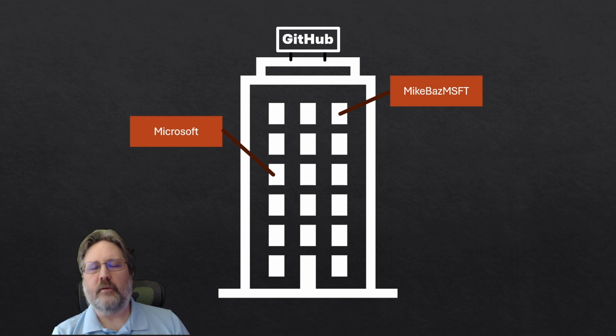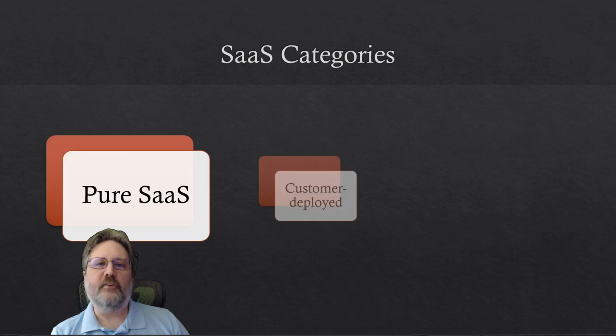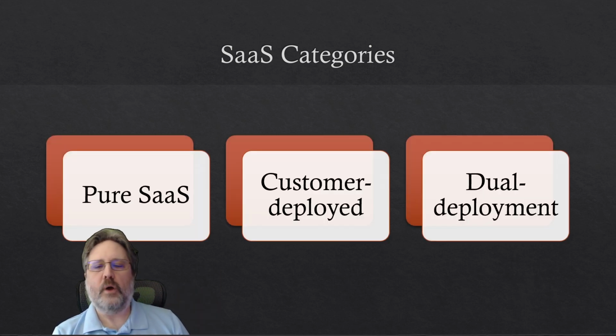The ISV landing zone guidance clarifies the multi-tenant designs for SaaS into 3 broad categories: pure SaaS, customer deployed, and dual deployment. Let's break this down a little bit.